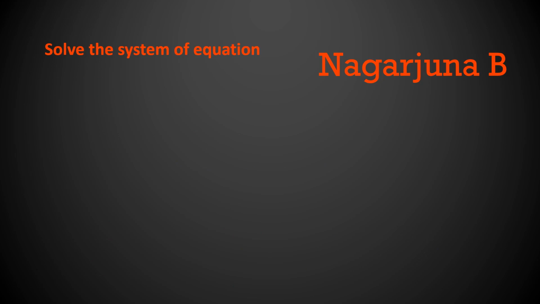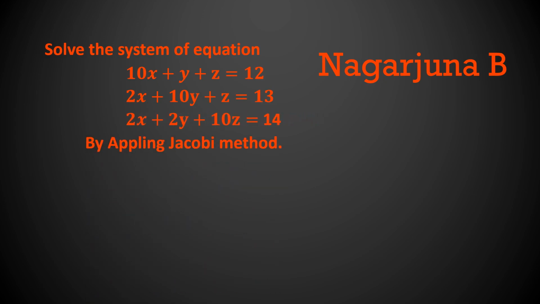Solve the system of equations 10x plus y plus z is equal to 12, 2x plus 10y plus z is equal to 13, 2x plus 2y plus 10z is equal to 14 by applying the Jacobi method. Before applying the Jacobi method, we need to check whether the given system of equations is diagonally dominant and the diagonal coefficients are not 0.